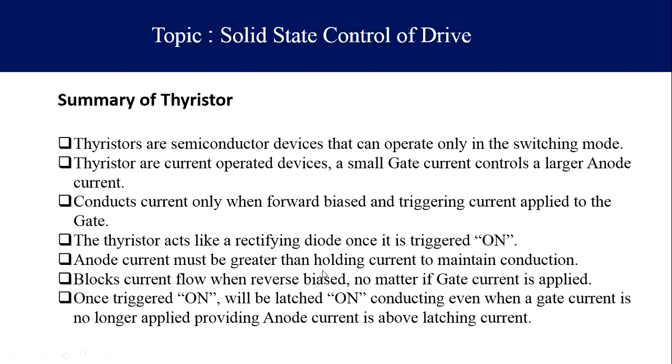Then the anode current must be greater than the holding current to maintain conduction. Okay, that is done. And once triggered on, it will remain latched on, conducting, when the gate current is no longer applied, provided the anode current is above the latching current. That means the latching current is greater than the holding current.